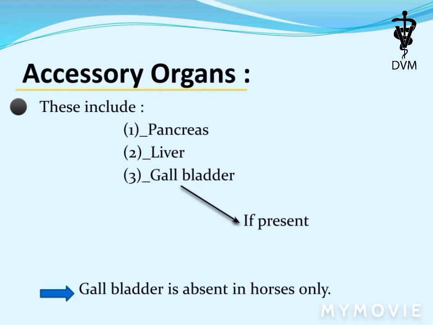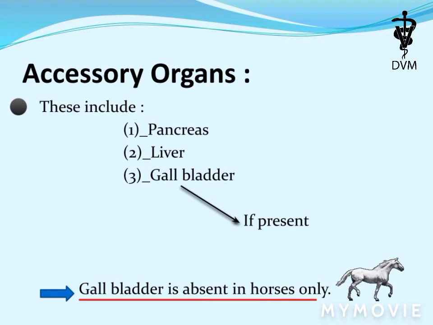The accessory organs include pancreas, liver, and gallbladder, if present, because in some animals like horses, the gallbladder is absent because the horse's stomach is designed to eat spontaneously.